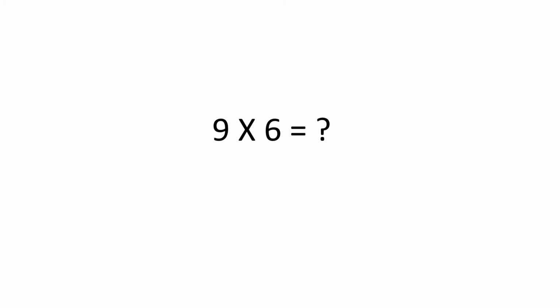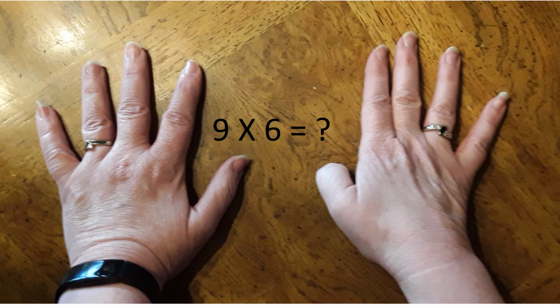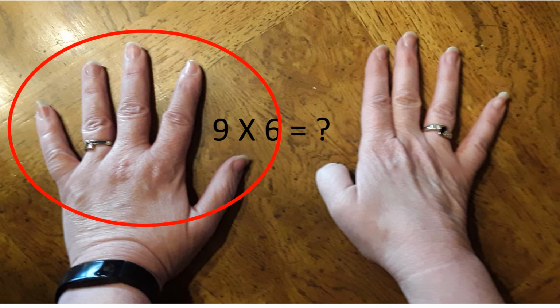Stop the video and try it yourself with 9 times 6. We fold over the right thumb for 6. That gives us a 5 to the right and 4 to the left, making 9 times 6, 54.